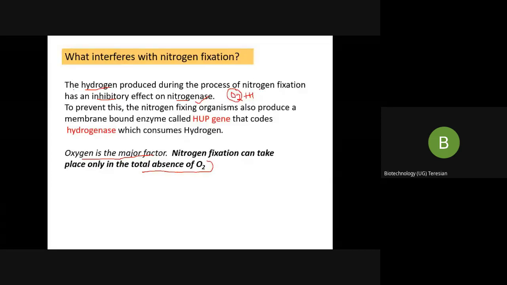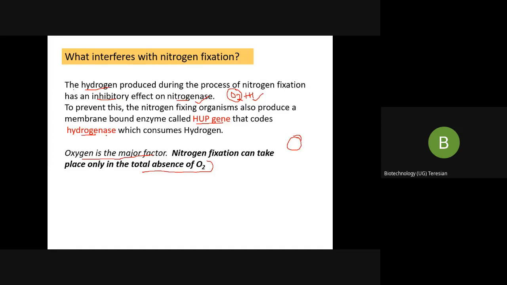But how can your bacteria or the host plant defend against the hydrogen? To prevent this, the nitrogen fixing organism also produces a membrane bound enzyme. The hup gene codes for the hydrogenase, which consumes the hydrogen. So what happens is, this organism produces a membrane bound enzyme. What is the name of the enzyme? It is the hydrogenase.